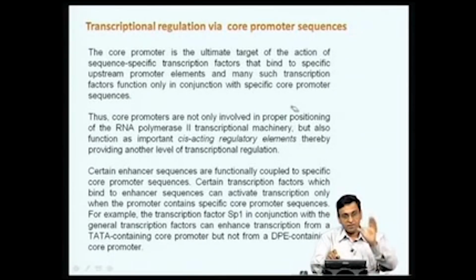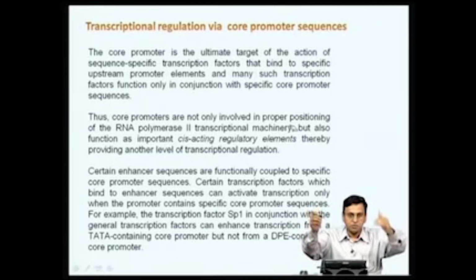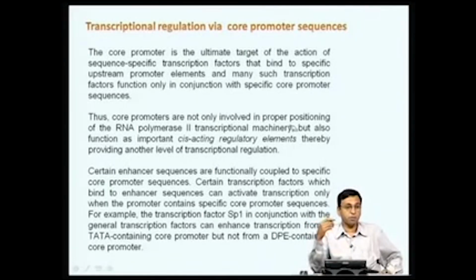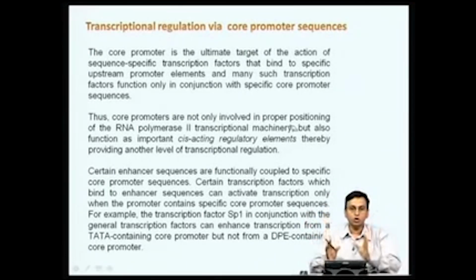As I said, just as the action in a cricket field is concentrated on the cricket pitch, the core promoter sequence is the place where the action takes place, because this is the place where the RNA polymerase has to bind and initiate transcription. But many other protein factors like upstream activator proteins, proximal promoter sequences, distal promoter sequences, enhancer binding proteins and repressors, their job is ultimately to modulate RNA polymerase assembly in the pre-initiation complex. So, this core promoter sequence has a very important role. The core promoters are not only involved in proper positioning of the RNA polymerase II transcription machinery, but they also function as important cis-acting regulatory elements, thereby providing another level of transcription regulation.